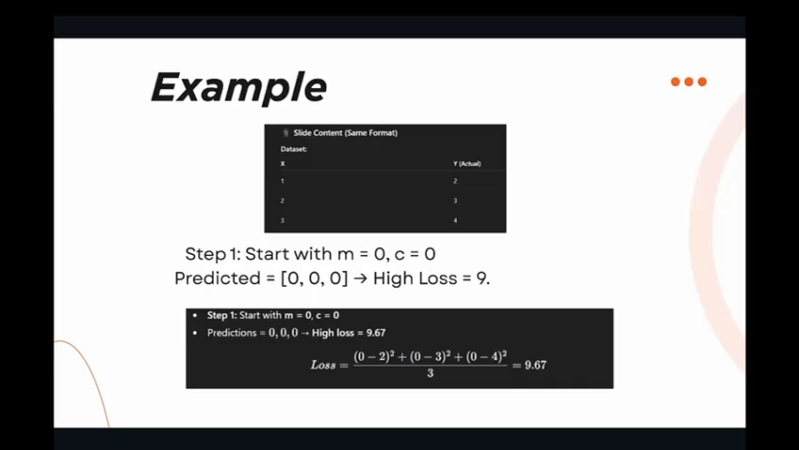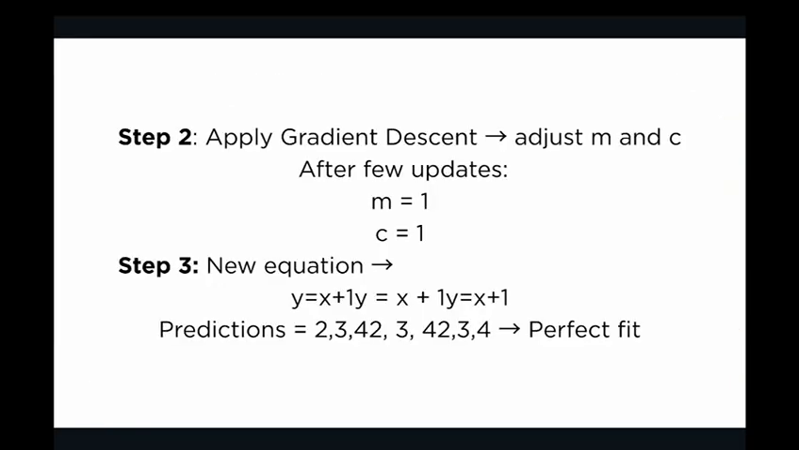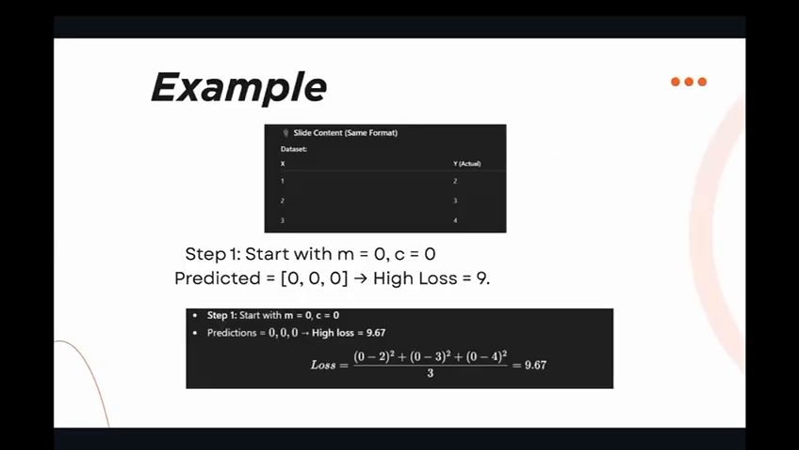So if we put our initial values in the equation, we'll get a loss of 9.67. But if we put m is equal to 1 and c is equal to 1 and then apply the formula, we get the equation y is equal to x plus 1 and the prediction is 2, 3, 4. That is the perfect fit and we'll have zero loss. So this shows how gradient descent gradually improves prediction. The actual value of y is 2, 3, 4 and the obtained solution is 2, 3, 4.